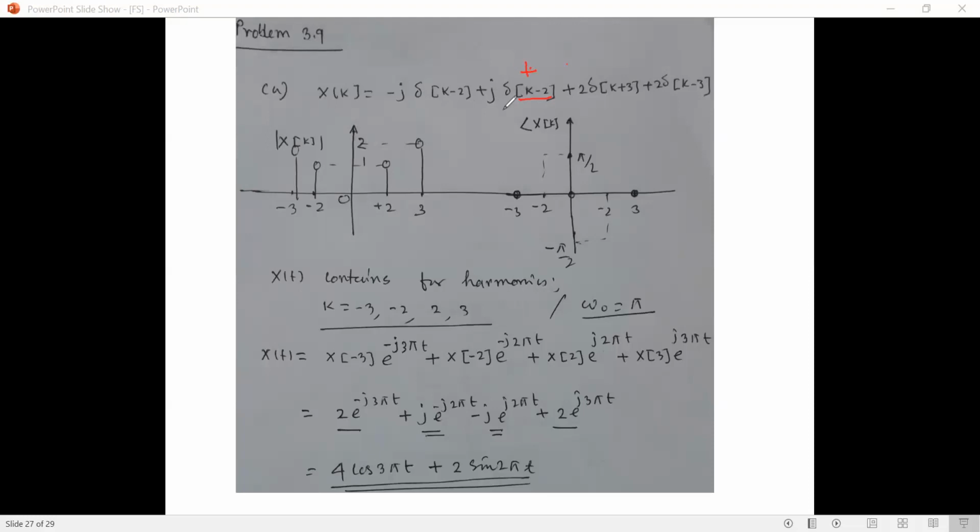Okay, in this case, you see your xk is represented by impulses, and the impulses in k. The coefficients associated with the impulses are the values of xk, are they not? So you can easily identify that these are the values of xk.